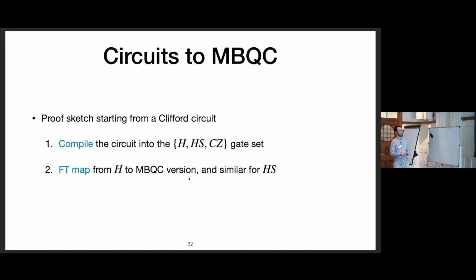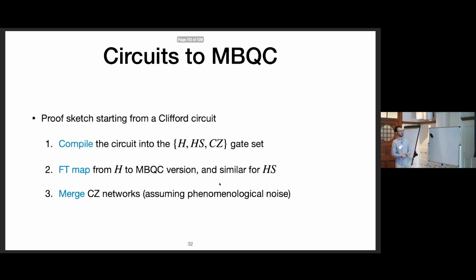Then we take these H and HS gates and map them to the MBQC version. I showed you an example of a lemma for doing that for Hadamard, and you can also write a lemma for the Hadamard followed by the S gate. In these proofs we're assuming a kind of phenomenological noise, and in that case we can start merging networks of CZ gates.